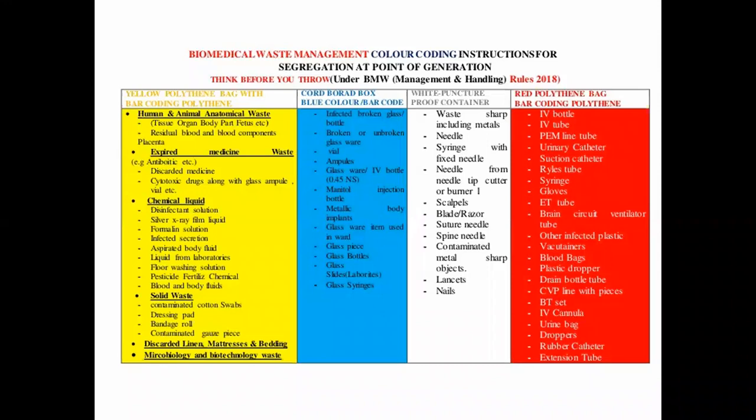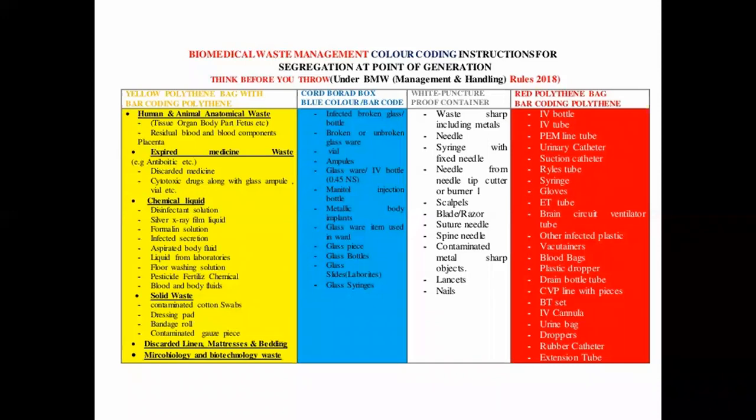Yellow is meant for human and anatomical waste, like I told you: tissue, body organs, maybe your placenta, maybe your fetus, any residual or blood components. Any expired medicine, your cytotoxic drugs, like discarded medicine, with ampules, vials, will be in yellow. Chemical liquid like your disinfectant, silver, X-ray liquid, formalin solution, expired body fluid, washing solution, all this will come to the yellow bag.